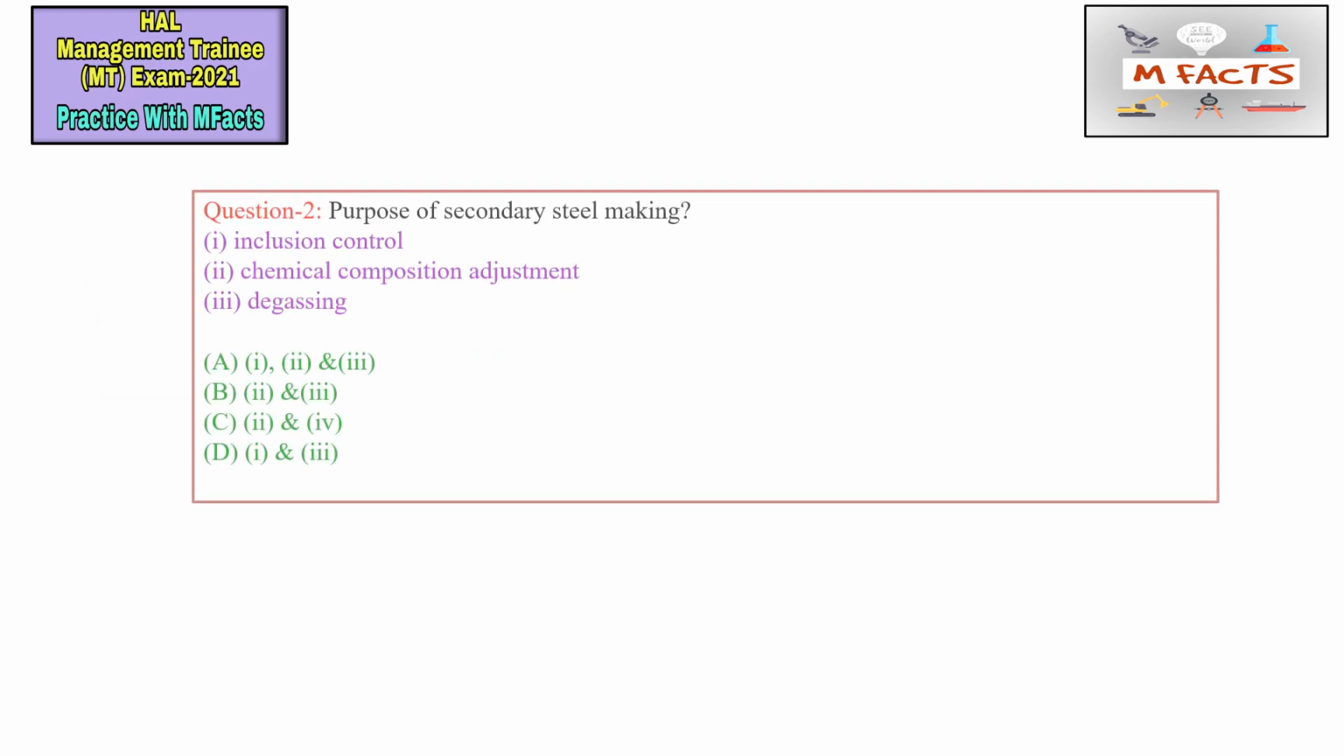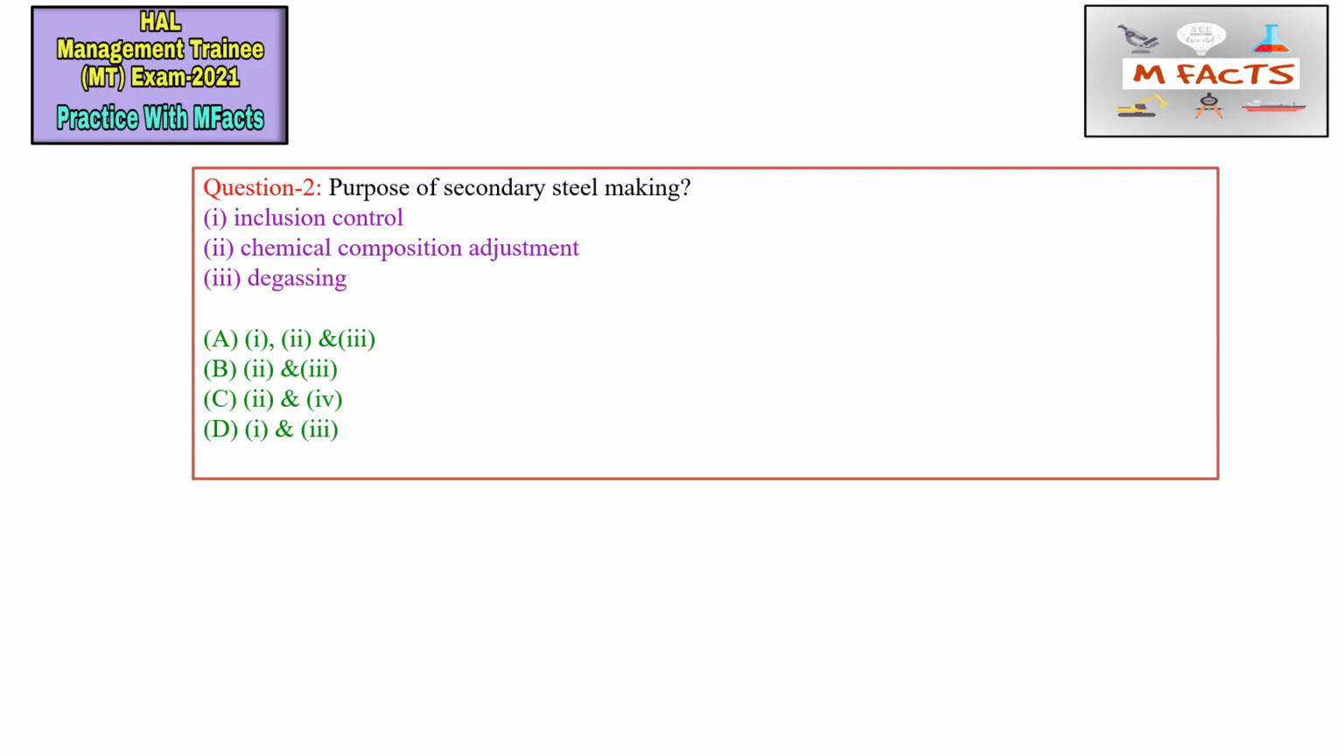The next question is: the purpose of secondary steel making. They have given three statements: inclusion control, chemical composition adjustment, and degassing. There are many purposes of secondary steel making, and an important one is the modification of morphology. So modification of morphology is one. You can write down these things. These are very important terms. This is the purpose, this is the aim of secondary steel making.